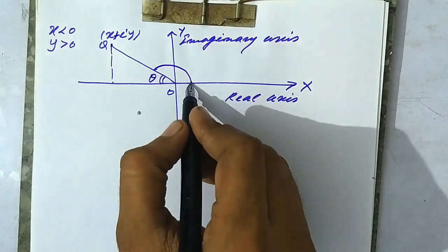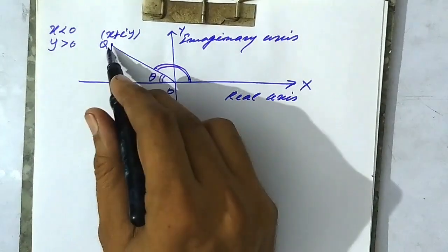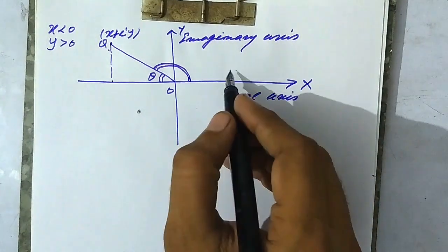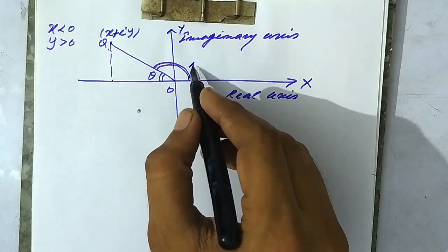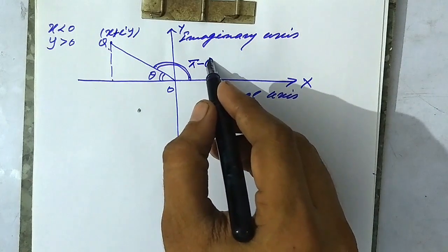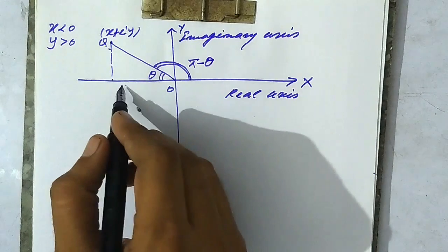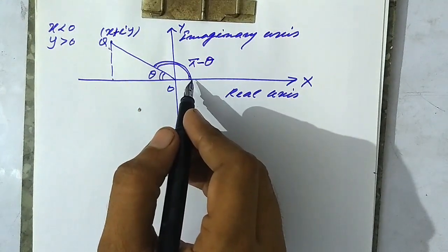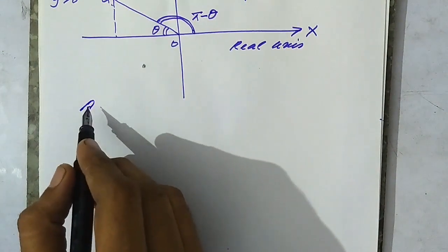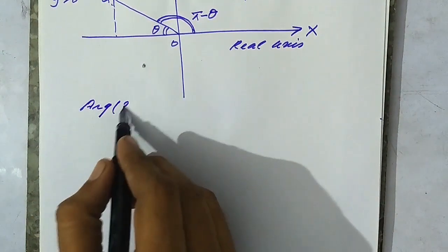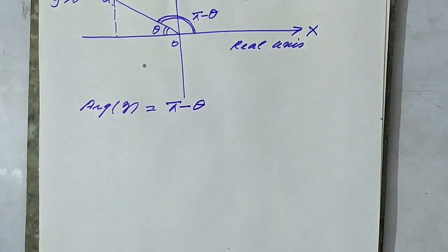So the angle made by the position vector of the point Q with the positive direction of x-axis, which is called the argument of the complex number, is pi minus theta. If we subtract theta from this 180 degree, we get pi minus theta. So in this case, argument of z is equal to pi minus theta.